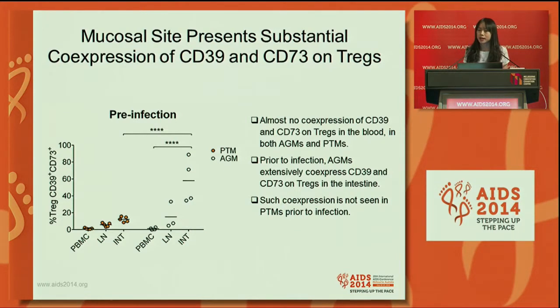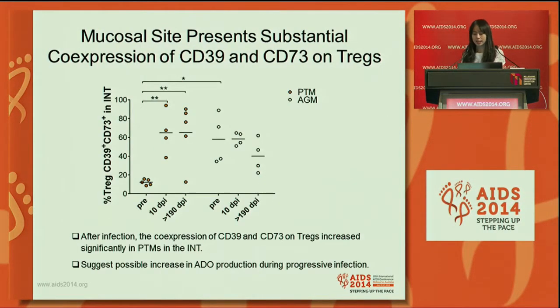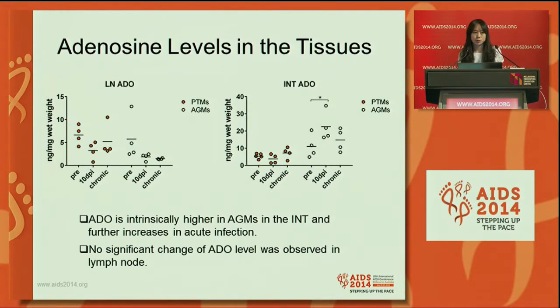Then we wanted to know if this co-expression changed after we infected them with the virus. Prior to infection, the co-expression level is much higher in AGMs than PTMs, and it remained high throughout the infection. Whereas in PTMs, although the pre-infection level is very low, it increased significantly after infection, which suggests a possible increase in adenosine production in this progressive model. This was to our surprise, because we thought PTMs would have less adenosine to suppress their immune activation and inflammation. So we wanted to know what was really going on.